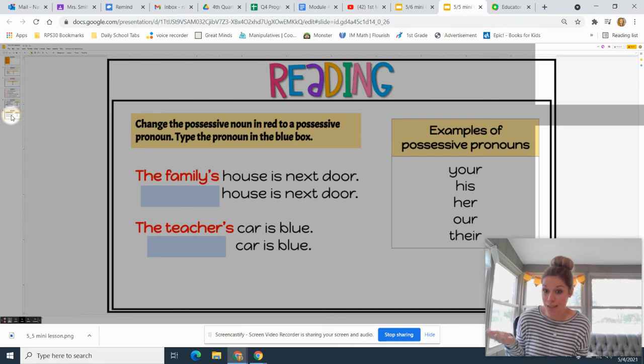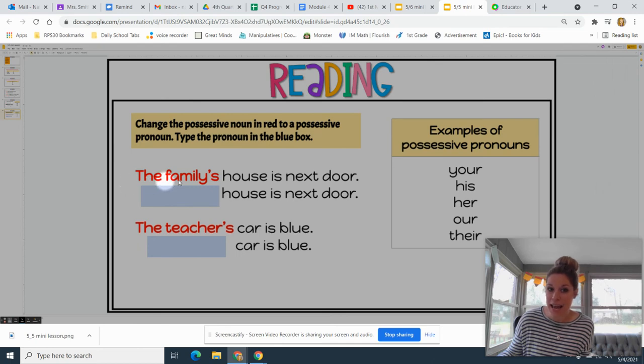Remember, sometimes it's okay to use their names and to use nouns. But in order to make our writing more interesting, we need to know how to use pronouns so we don't use the same words over and over again. So you're going to practice changing these possessive nouns into pronouns. So you will see two sentences here. You're going to change the possessive noun in red to a possessive pronoun.